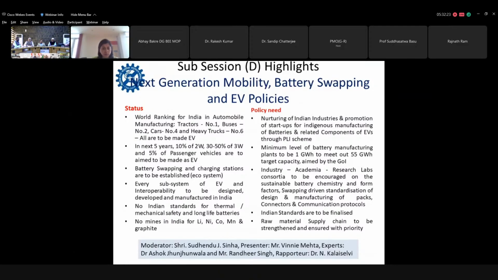Then we need to generate industry, academia, and research lab consortia, and this should be encouraged on sustainable battery chemistry and to form further policies in this regard.